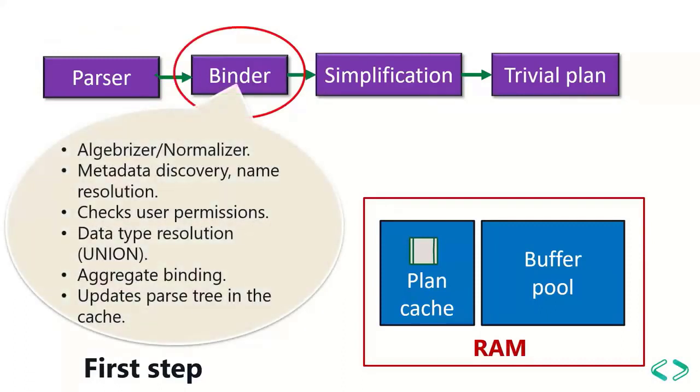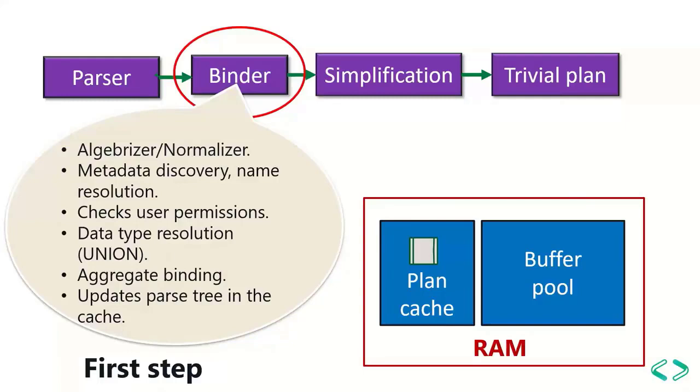And now our query will be sent to the binder component. The binder is also known as the algebrizer or normalizer. The parser identifies the syntax of the query, but the binder is the one which will validate and identify the objects as well as columns, whether they are valid or not. User permissions are also checked here, whether the user running the query has enough permissions to execute those objects or not. And data type resolution also happens here.